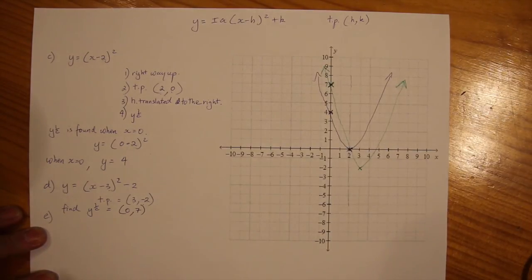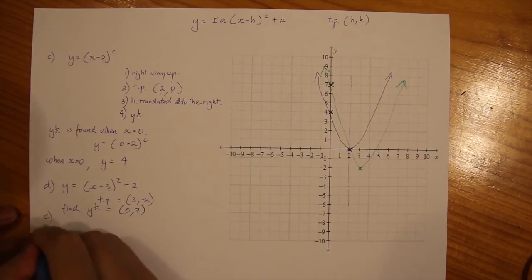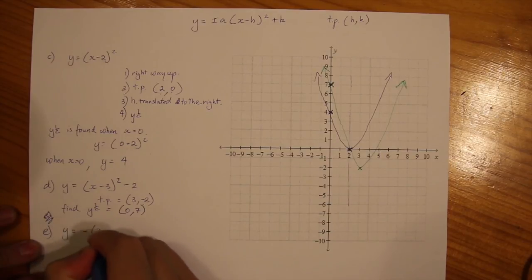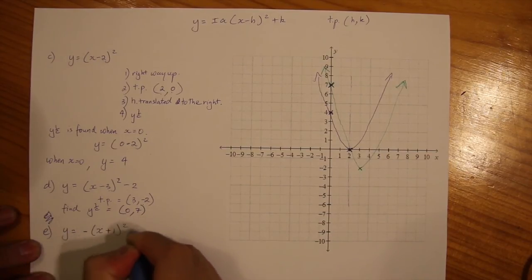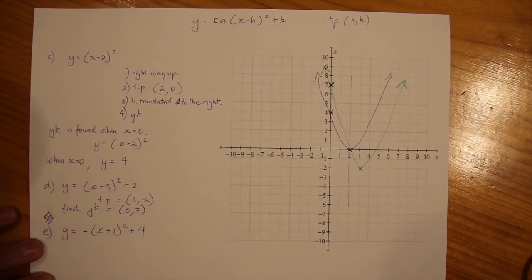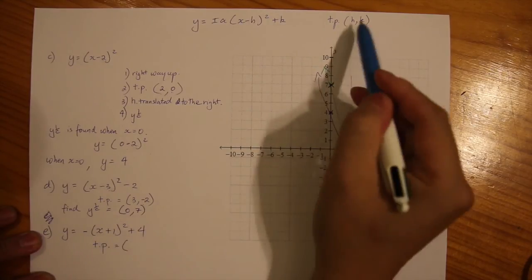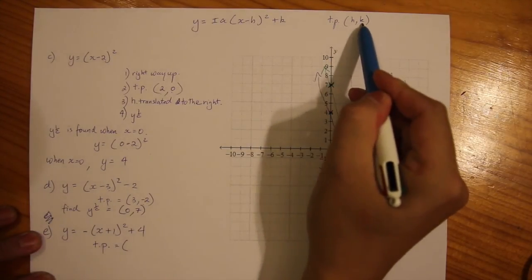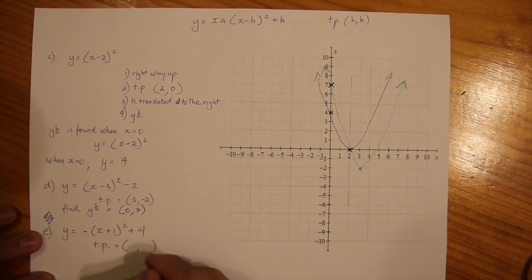With this next one here, do exactly the same thing for E. I'm going to use y equals minus (x plus 1) squared plus 4. Okay, so let's start off with our turning point. It is going to be the value of h and the value for k. So k will be a 4.